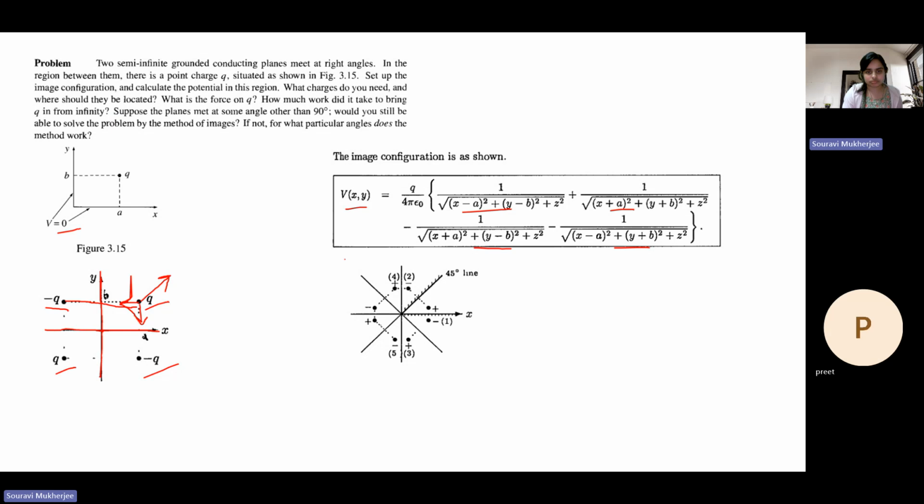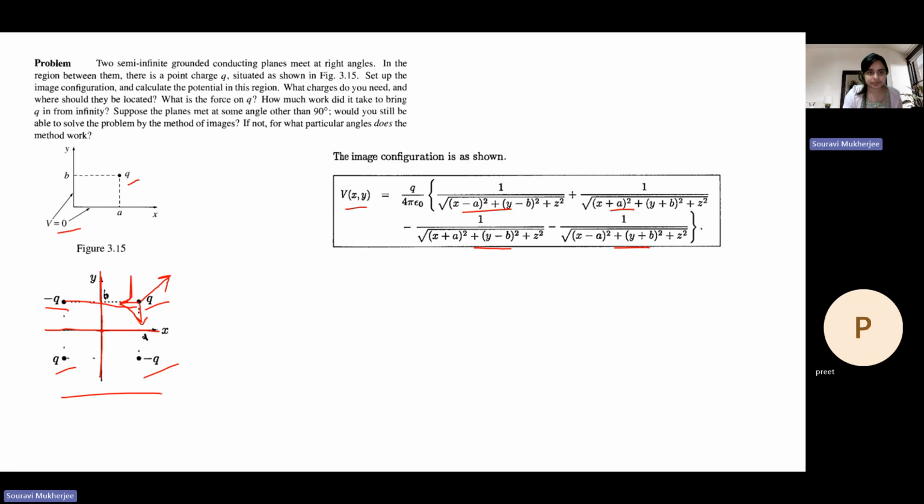How do you find the force? That is just by doing this relation. There'll be a force due to minus q, force due to q, and force due to minus q, and finding the net force. Now, how much work did it take to bring q in from infinity? Suppose here you are bringing 4 charges, right? But effectively here you just have to bring 1 charge. So the work done will actually be 1/4 of what work has been done in the case of the image charges.